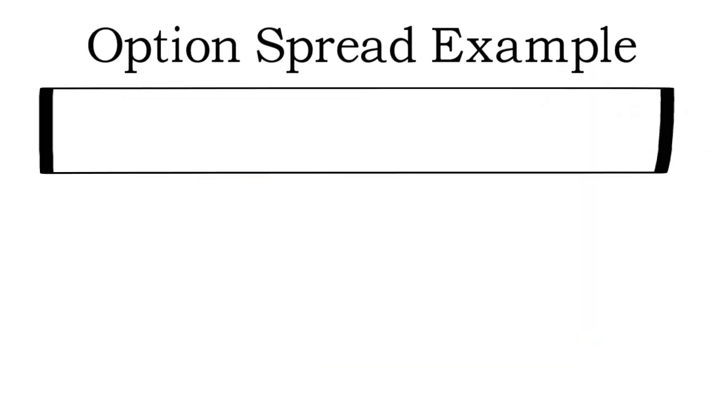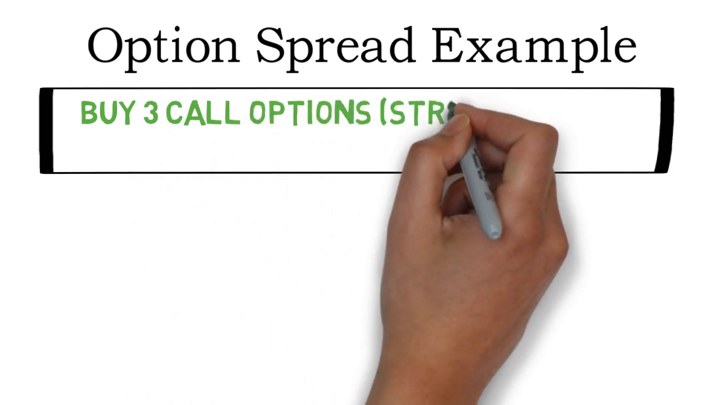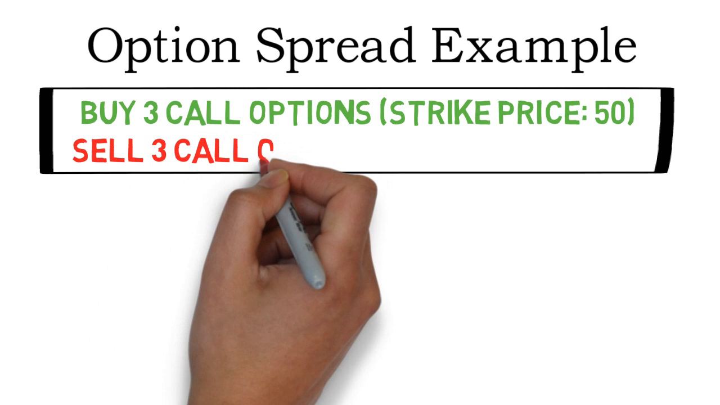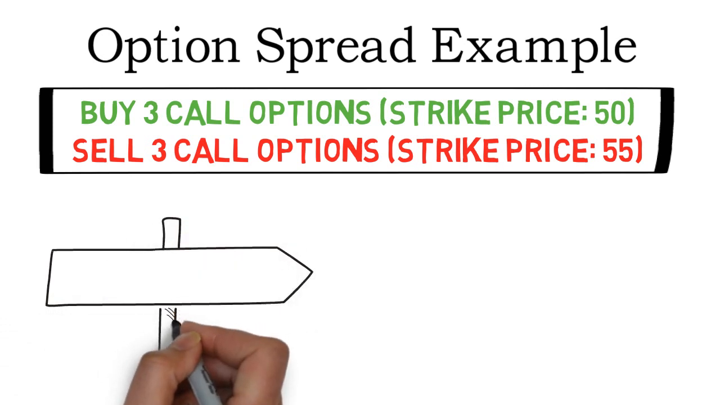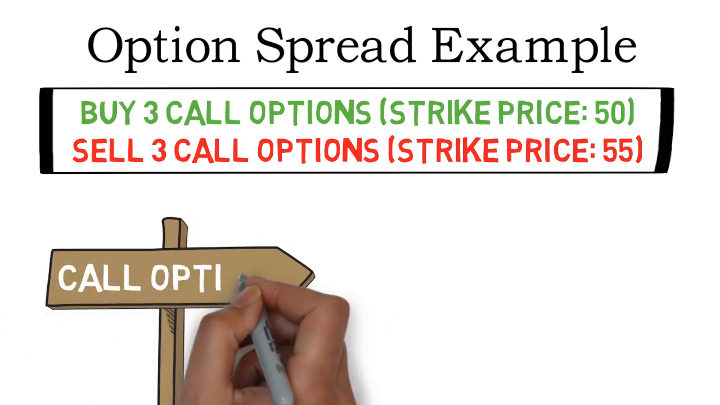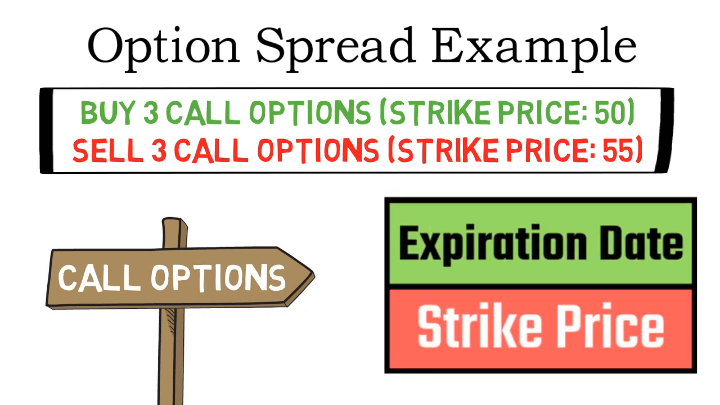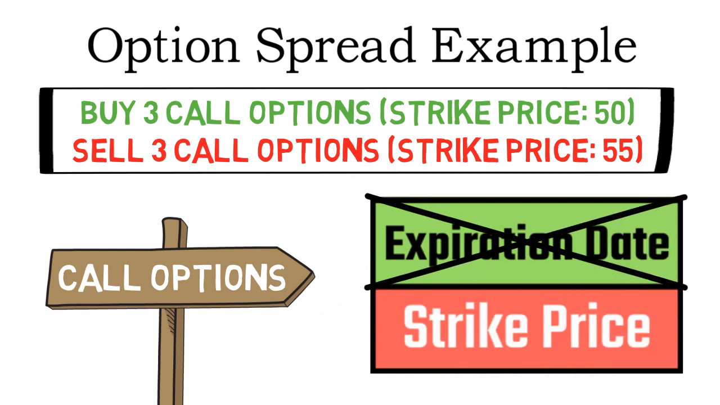So our example option spread is: you buy 3 call options with a strike price of 50 and you sell 3 call options with a strike price of 55, and both have the same expiration date. This means the chosen options were call options, there are no put options involved, otherwise it wouldn't be an option spread, and they only differ in regards to strike price, and obviously they both are on the same underlying asset. And as you can see, we bought 3 call options and we sold 3 call options. So the same amount of long as short options are involved. Now you should be familiar with the basics of all option spreads.